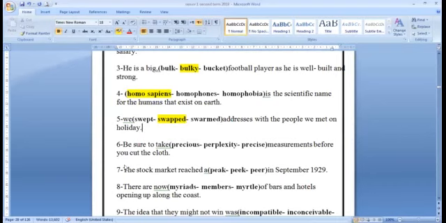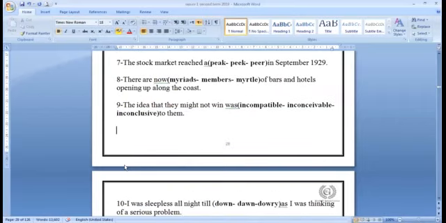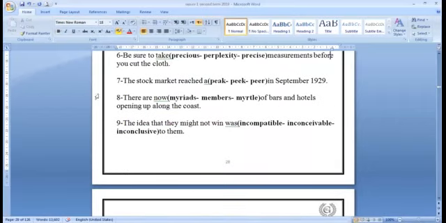Number six: be sure to take precise measurements before you cut the cloth. So be sure to take what kind of measurements, of course, which means accurate or exact, so precise. The answer here is "precise". Make sure to take precise measurements before you cut the cloth.